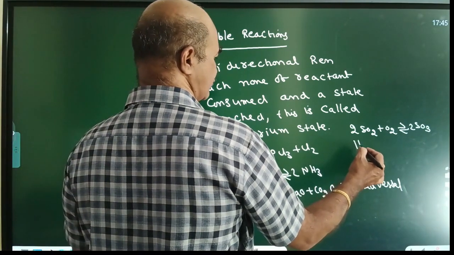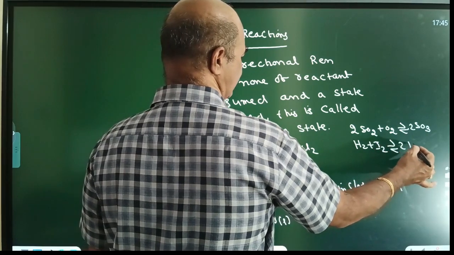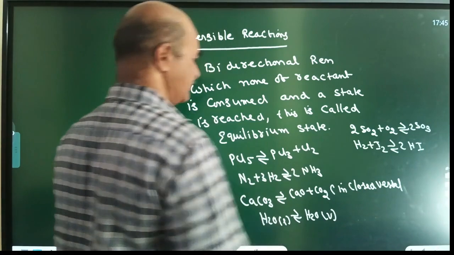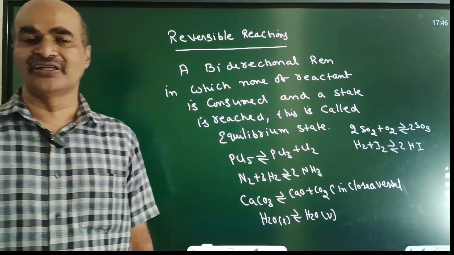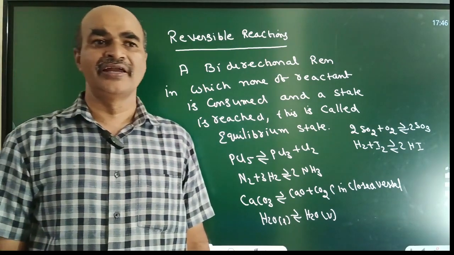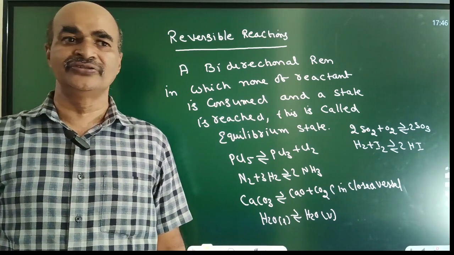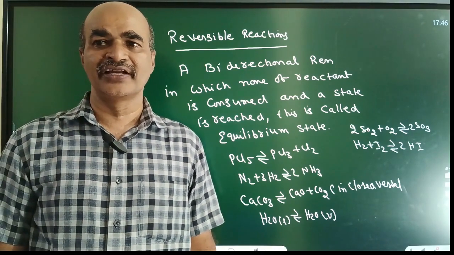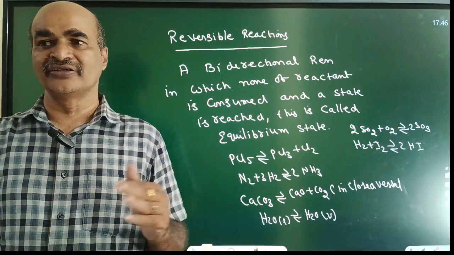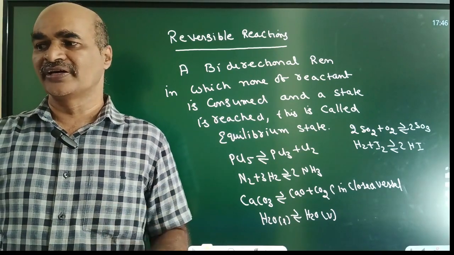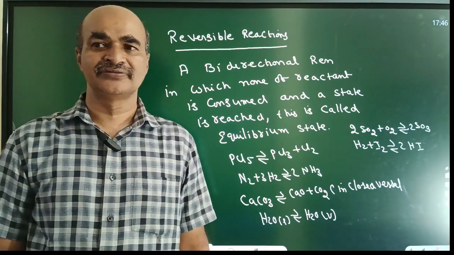H2 plus I2 gives rise to 2HI. These are the reversible reactions. A reversible reaction never goes to completion. Reactants are converted into products, and again products are converted into reactants. The reaction never completes. Reactants are continuously converted into products, and products continuously converted into reactants.